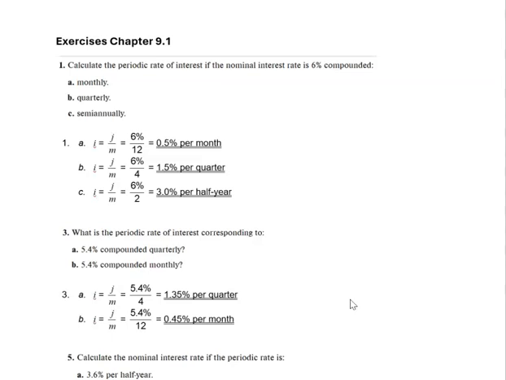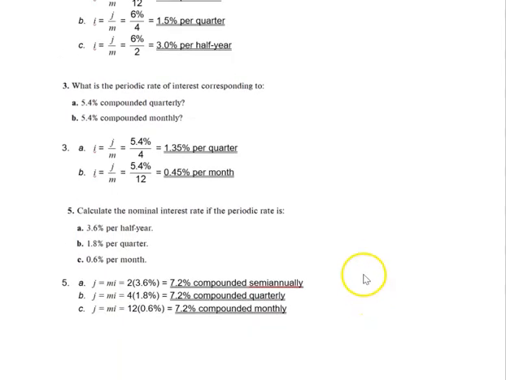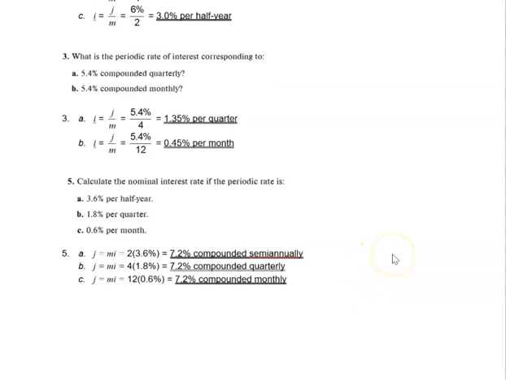For B, we're going to do quarterly. That's going to give you 1.5% per quarter. And semi-annual is going to give us 3% per semi-annual, or every half year.